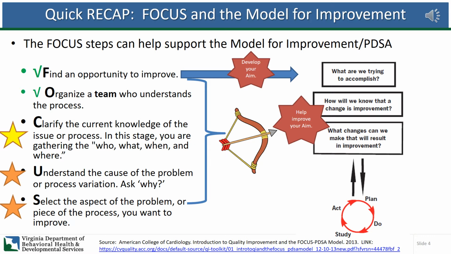In the previous video series, we introduced the focus steps. The focus steps can help support the model for improvement, and in particular, improve your aim, especially as it relates to identifying changes that you can make that will result in improvement. We've previously reviewed how to find an opportunity to improve and organize a team who understands the process. In this series, we will dig in deeper into clarifying the current knowledge of the problem, understanding the cause of the problem, and selecting the aspect of the problem or piece of the process you want to improve.